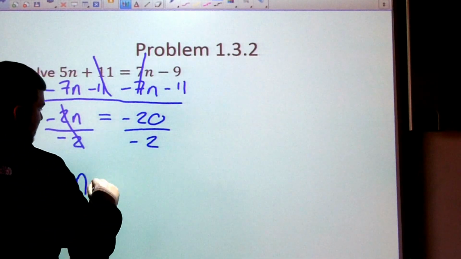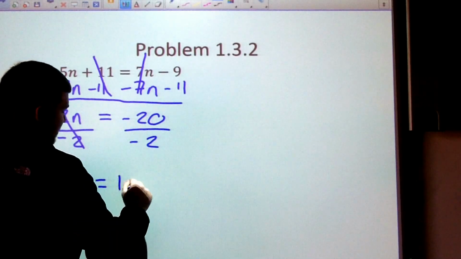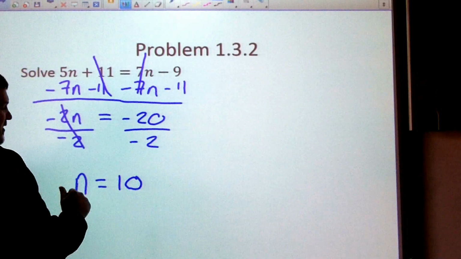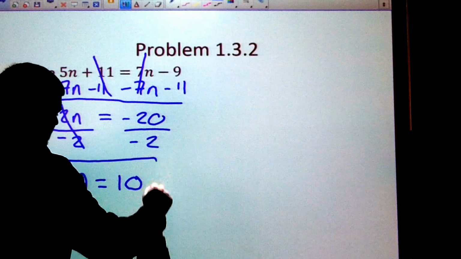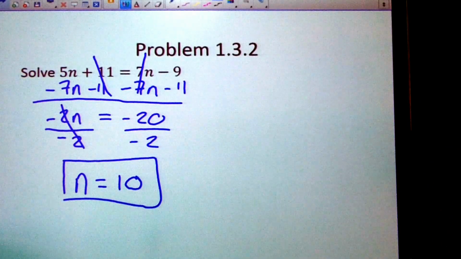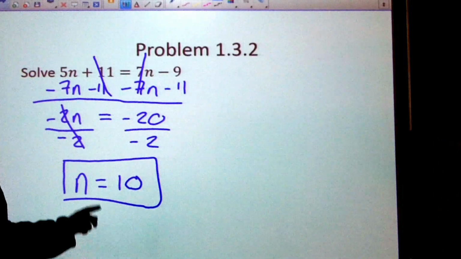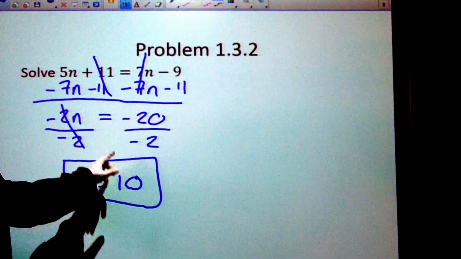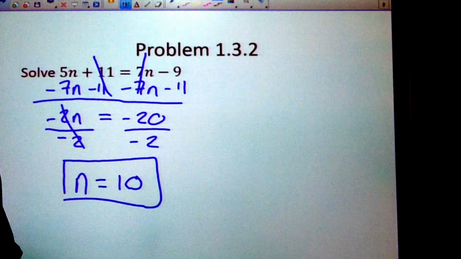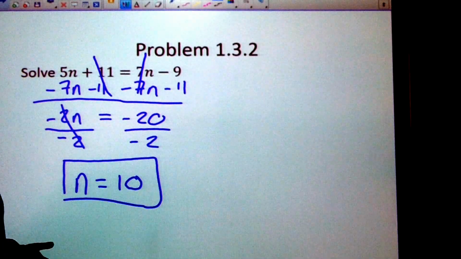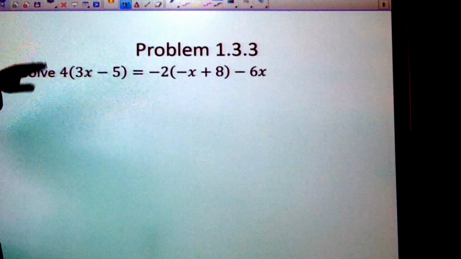Cancel out, so n is equal to positive 10, because negative negative makes it positive. Again, n is equal to 10, so that must be part of my answer. Okay. Now you can check yourself. Everywhere you see an n in the original problem, plug in 10, and you should get a true statement on both sides. We'll leave that to you though if you want to do that.